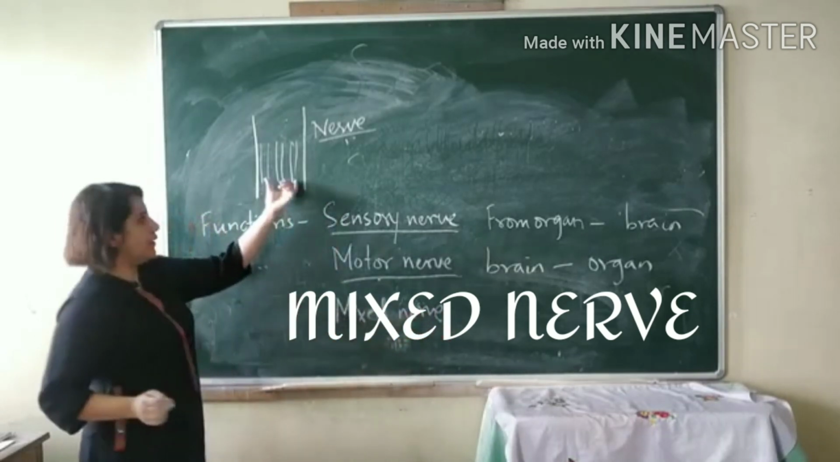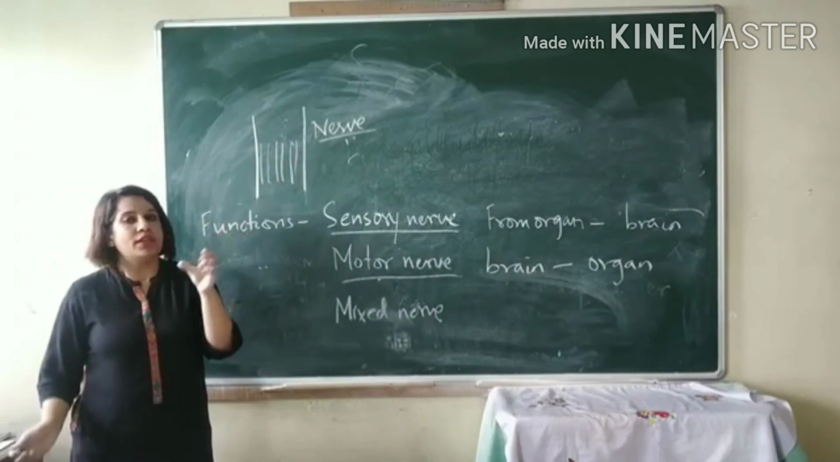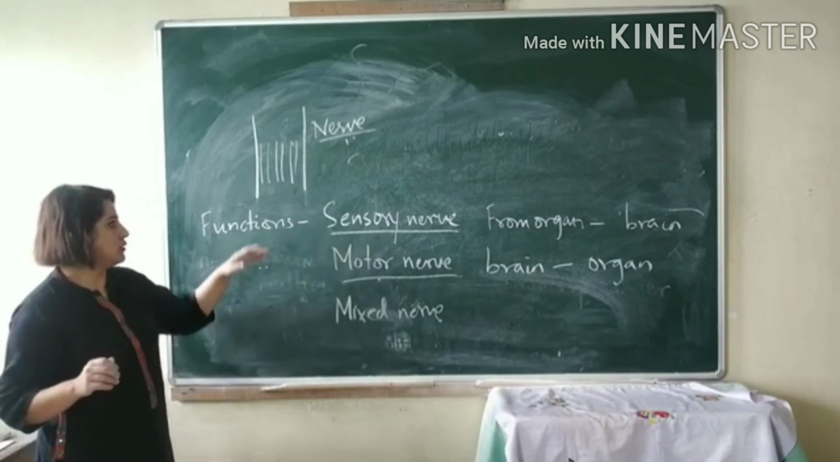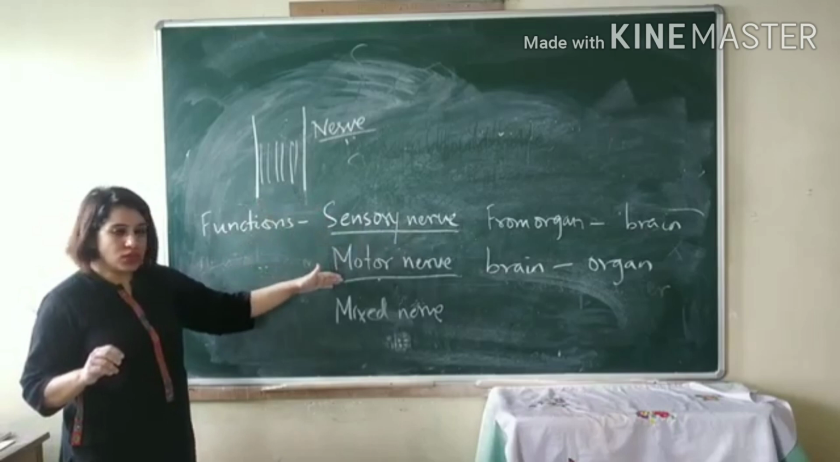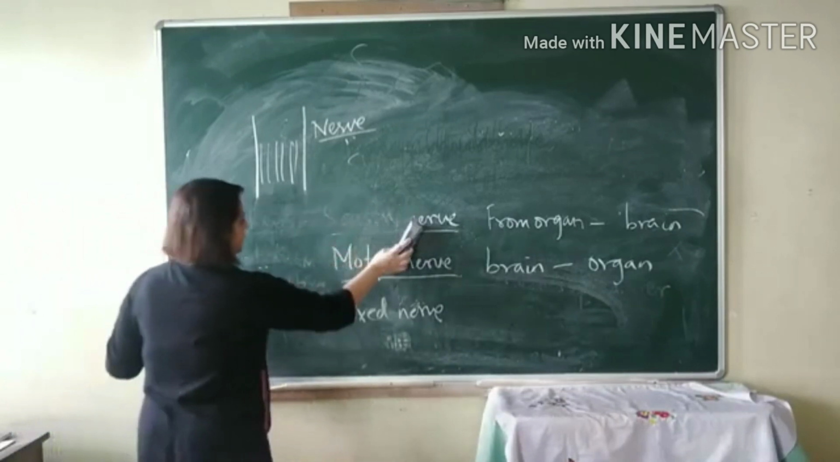Now mixed nerve consists of both sensory and motor neurons. So they function both as sensory and motor nerves. Okay, so sensory nerve, motor nerve and mixed nerve. This is based on their function.